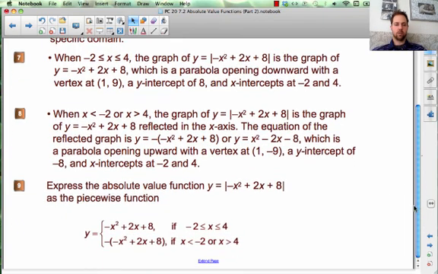So here's how we would write our piecewise function. We use this parabola, the downward opening one, between -2 and 4, so that's the hump, and we use this parabola, the negative version of it, so the upward opening one, if x is less than -2 or greater than 4, so we get those upward pointing arms.